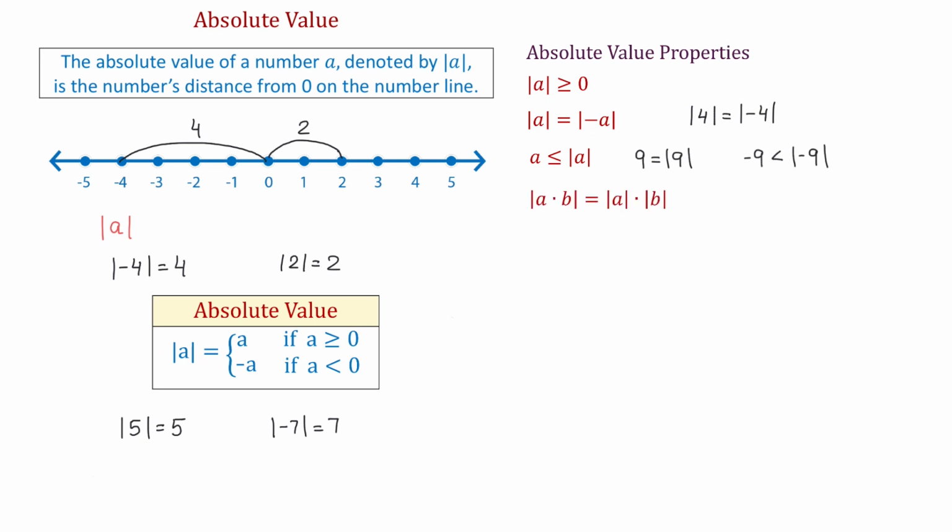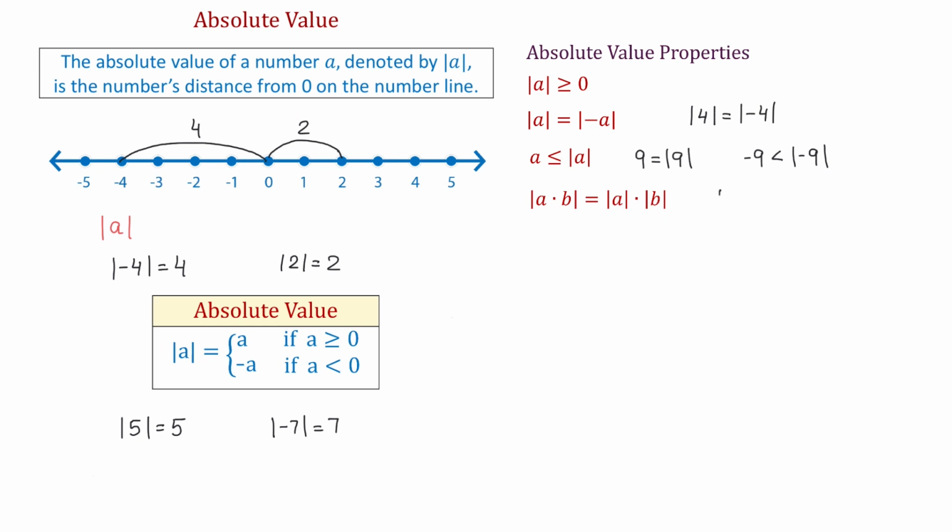The next one is, for any real numbers a and b, the absolute value of the product of a and b is the same as the product of their absolute values. So if we multiply two numbers and then take the absolute value, that will be the same as taking the absolute value of each number, then multiplying those positive values together.